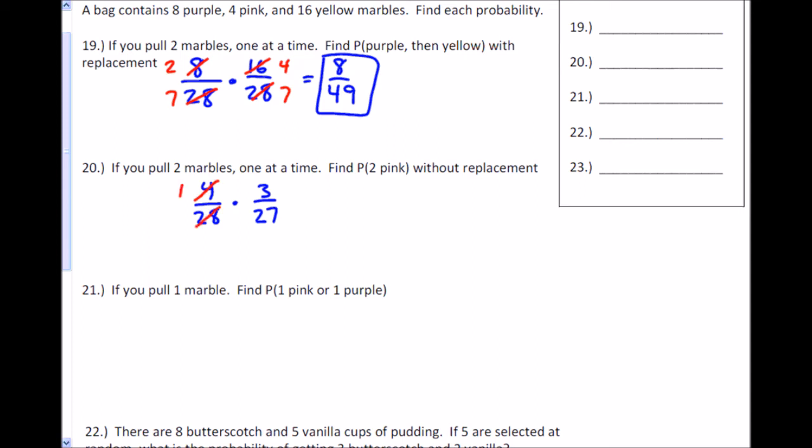This reduces to a 1 over 7. Over here, this reduces to a 1 over 9. And now I multiply straight across. That's a 1 over 63. That's it.